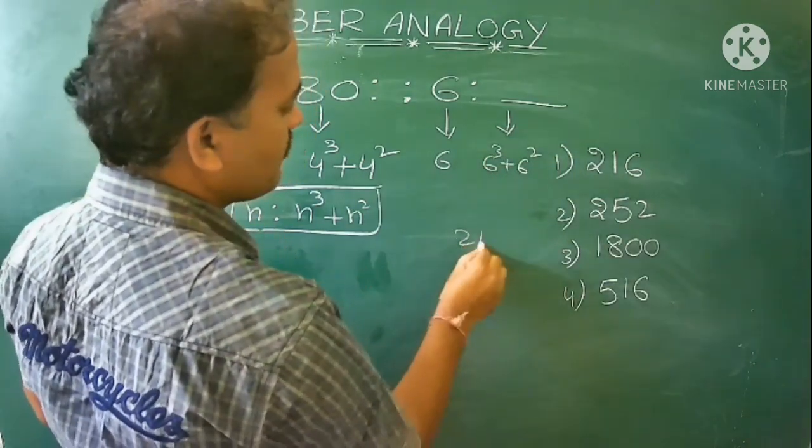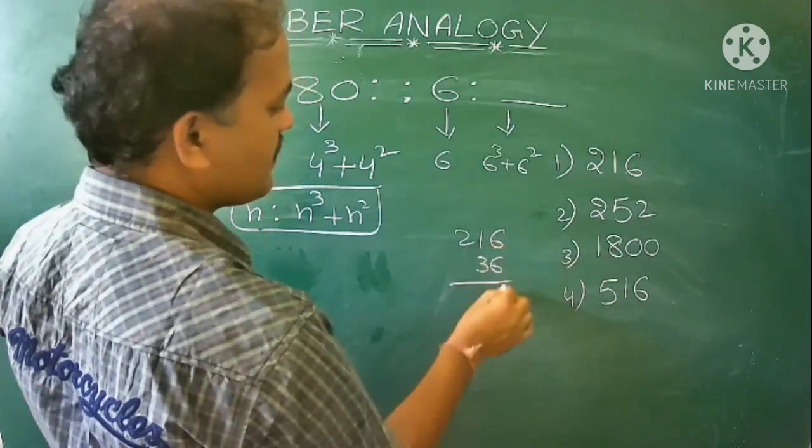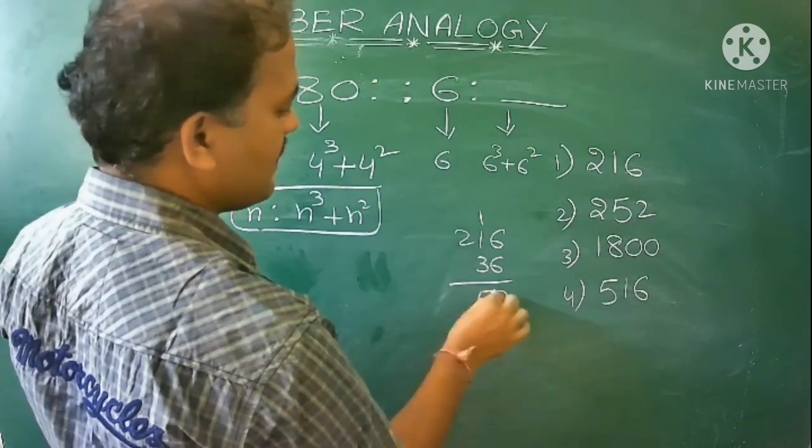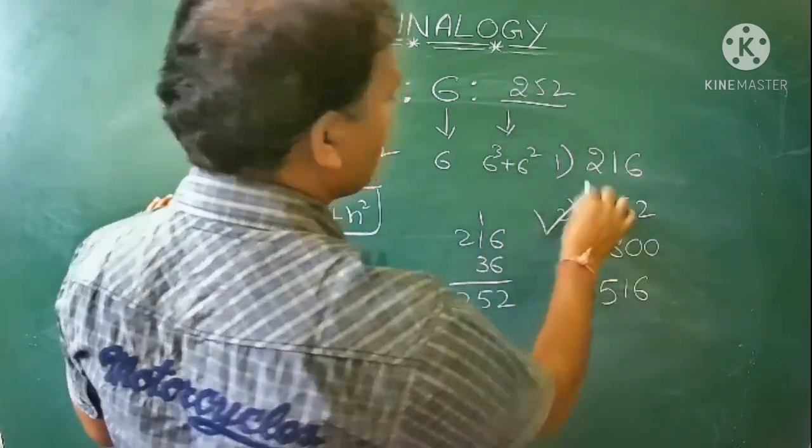6 cube is nothing but 216. 6 square is nothing but 36. So 6 plus 6 is 12, and again it is 5, 2. 252 is the result. That option 2 is correct.